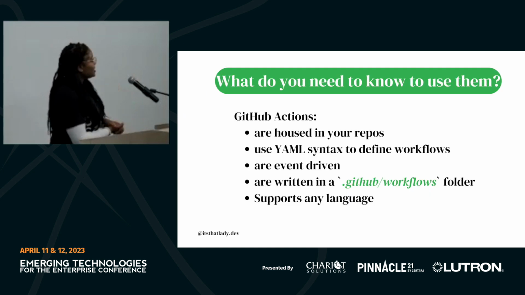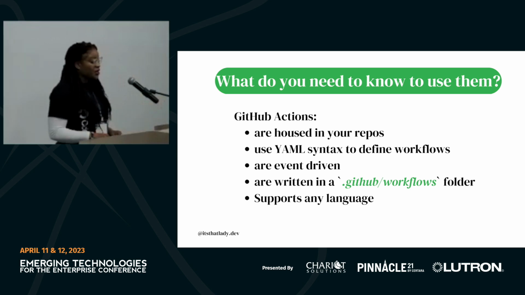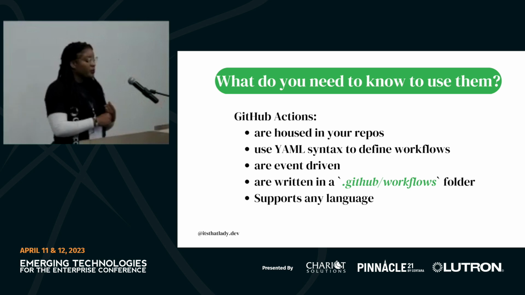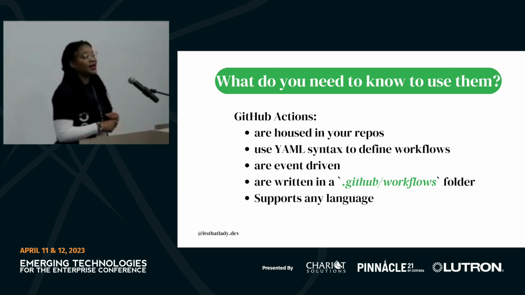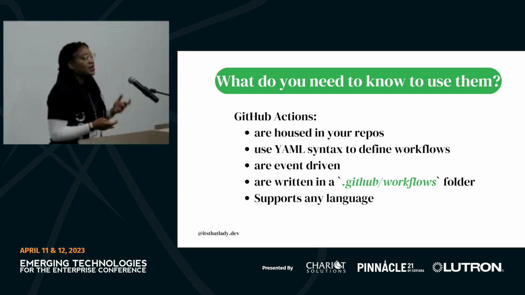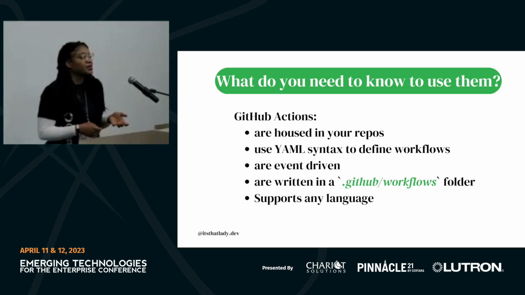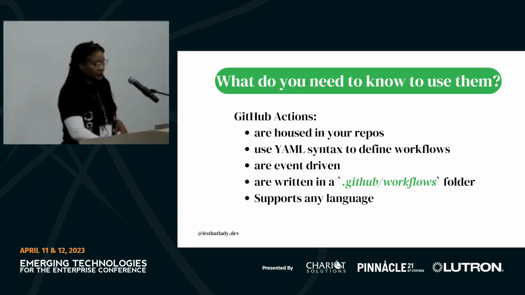So all that is great, okay, but what do you need to know to use them? You need to know that actions are hosted in your repository in the .github/workflows folder. It's a YAML-based syntax, they're event-driven, and they support any language. The GitHub Actions platform will recommend actions for you to use based on the languages and the frameworks that are within your repository.